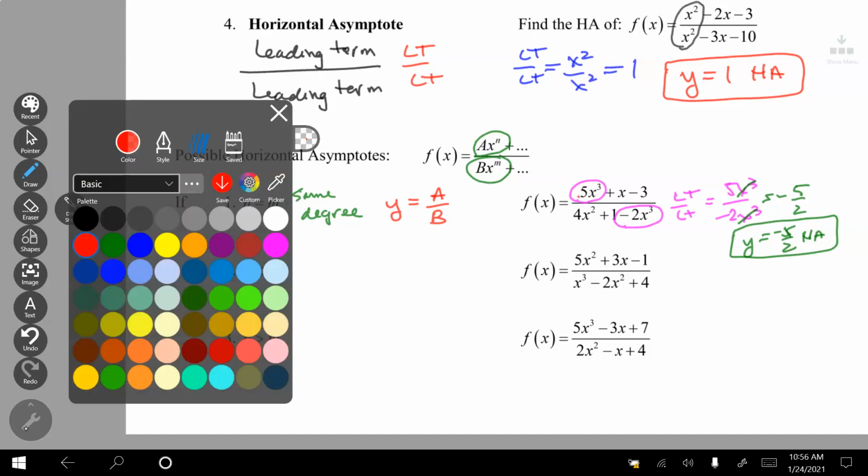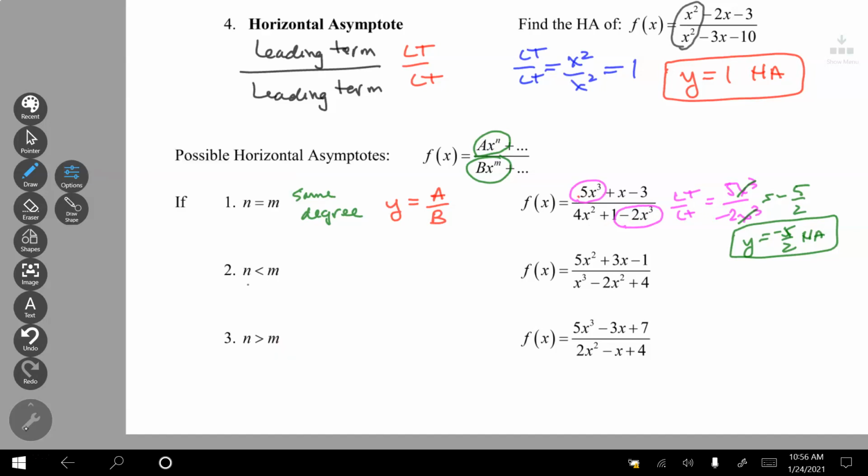What happens if the denominator is a higher degree? Okay, so if you look over here, I have 5x squared over x cubed. So when I do LT over LT, 5x squared over x cubed, I get 5 over x when the x's cancel out.